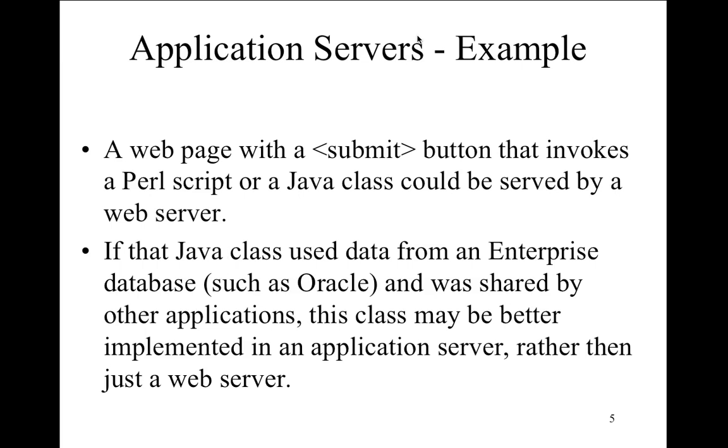So here's an example of application servers: a web page with a submit button that invokes a Perl script or a Java class. It could be served by a web server on the front end. If the Java class used some data from an enterprise database, let's say maybe it picked something from Oracle, we could take the web page and connect directly to Oracle, or we could go through another application and interface to it. So the class might be better implemented in an application server rather than in a web server, because we have to think about security, we have to think about tiering in terms of the design and the design pattern that we might be interested in creating.